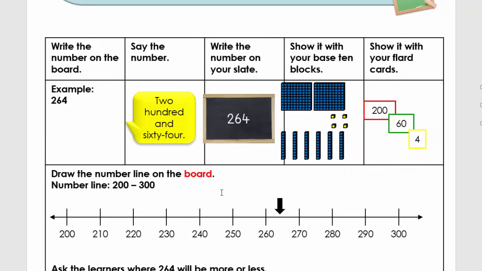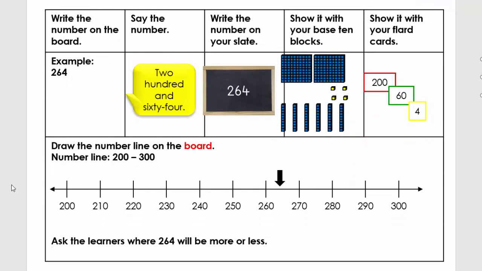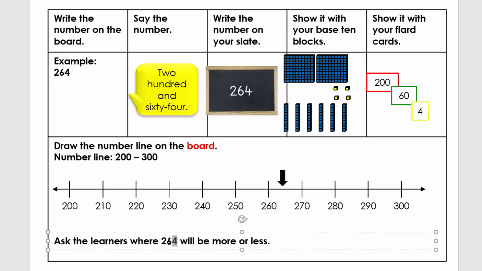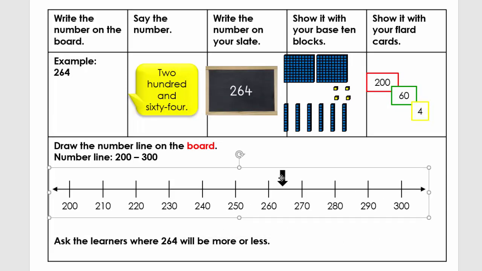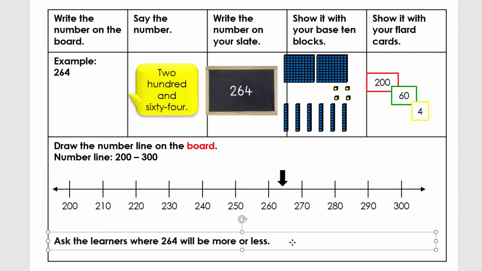Okay, let's then look at the number line. This number line goes from 200 to 300, and it's in intervals of 10. So let's count again: 200, 210, 220, 230. You carry on. Well done. So let's quickly see, 264, more or less, where will it be on the number line? Yes, it will be more or less there.